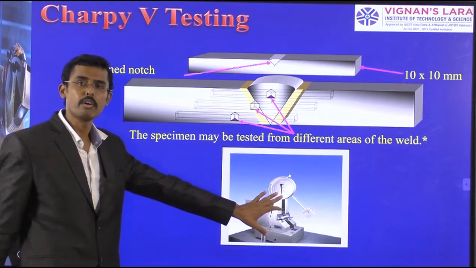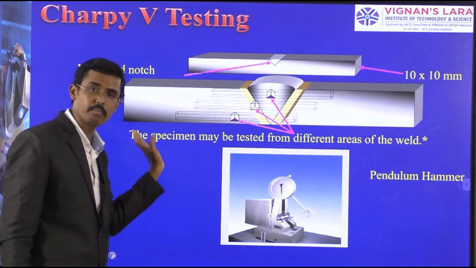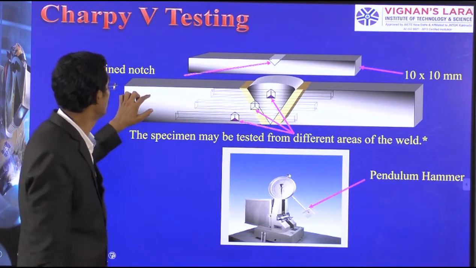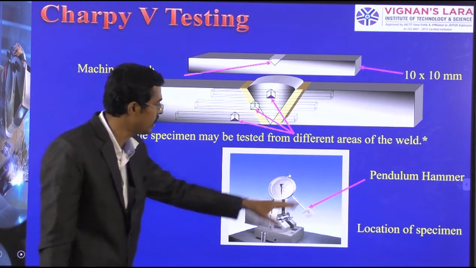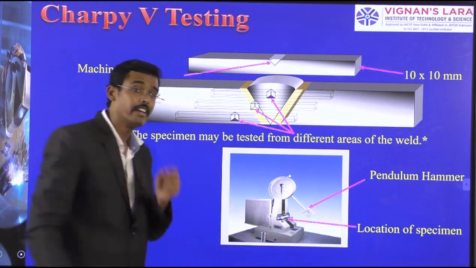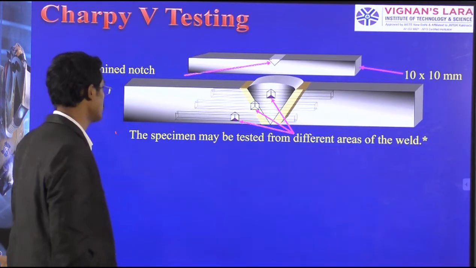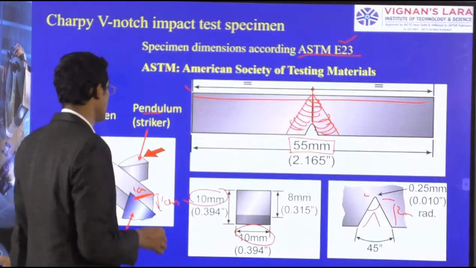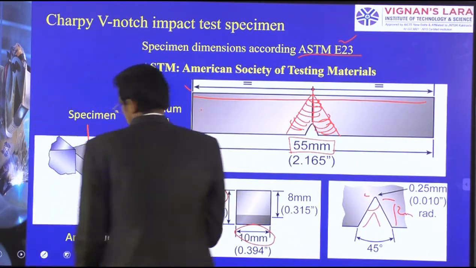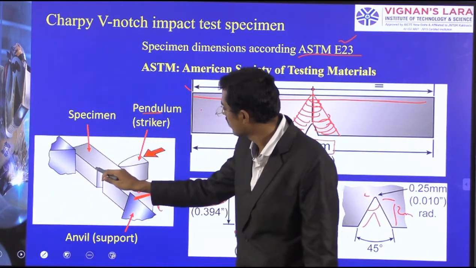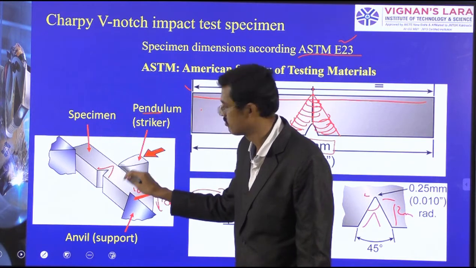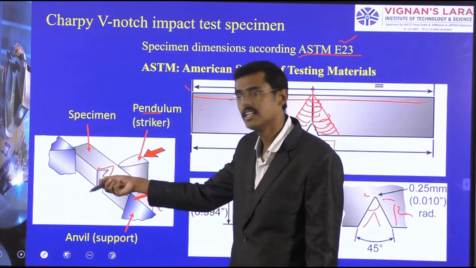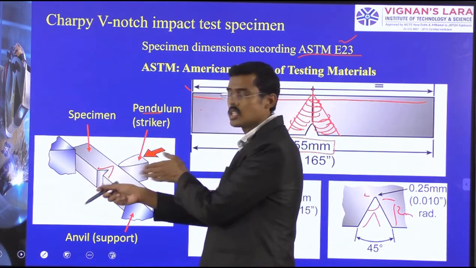So this is the setup of impact testing. After preparation from the welded specimen, we have to keep it here, and the pendulum will strike. It has to strike the opposite side, the side opposite the notch preparation. The V-notch has been created on this side. The hit happens on the opposite side of the V-notch.